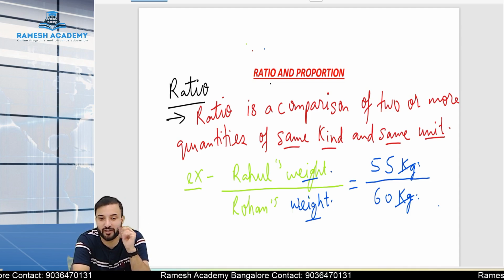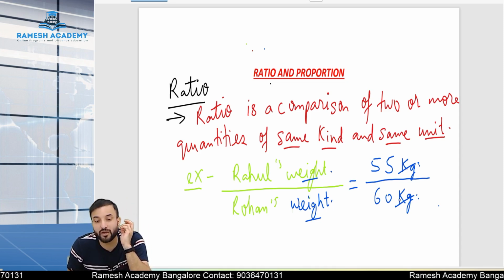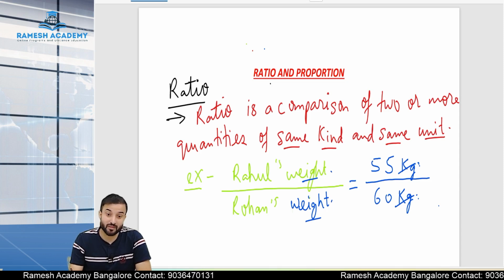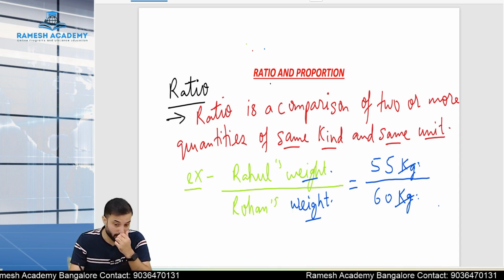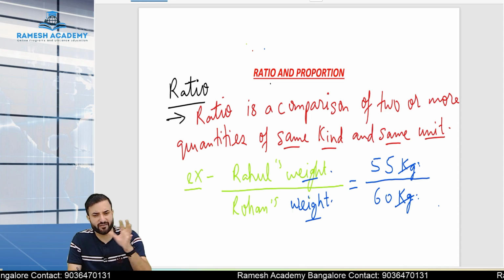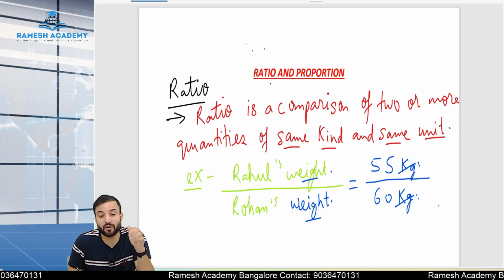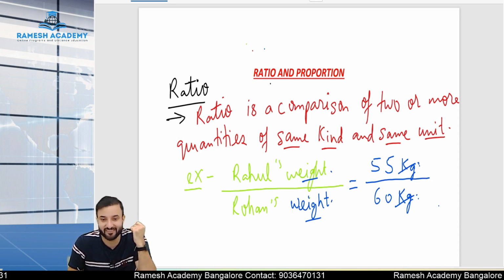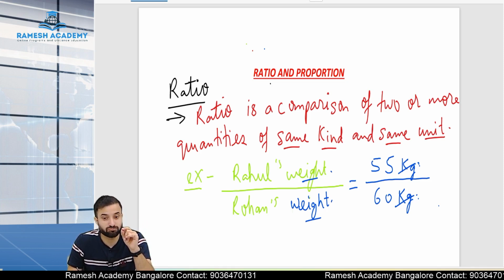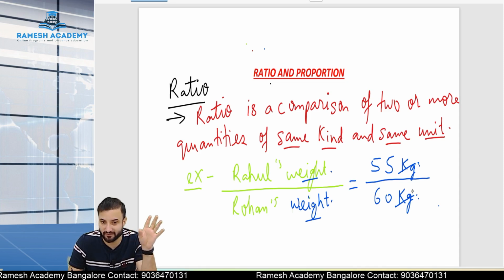Like that only, ratio is unitless. It doesn't have any unit. That's why we want the same kind and same unit, so that the unit gets cancelled and it becomes unitless. That is a very important thing about the ratio. We know ratio is a comparison of quantities, that's common, but the very important thing is same kind and same unit. So ratio is unitless.